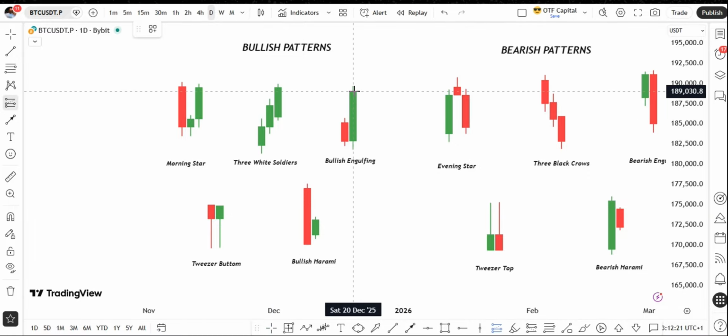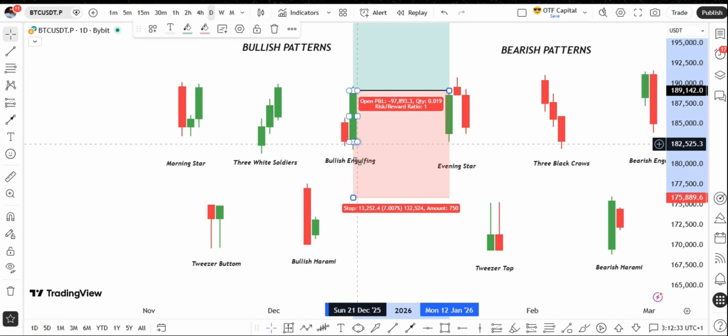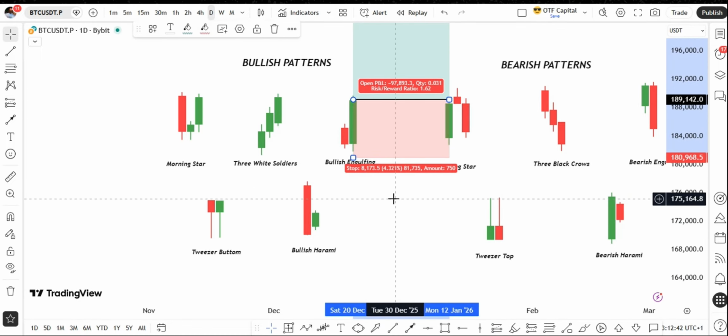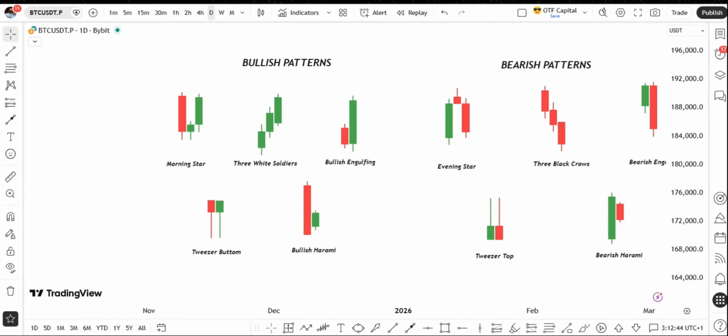Where can you take your entry on the bullish engulfing candle? At the close of the bullish candle of that bullish engulfing pattern. That's where you're going to take your entry. So let's go back.